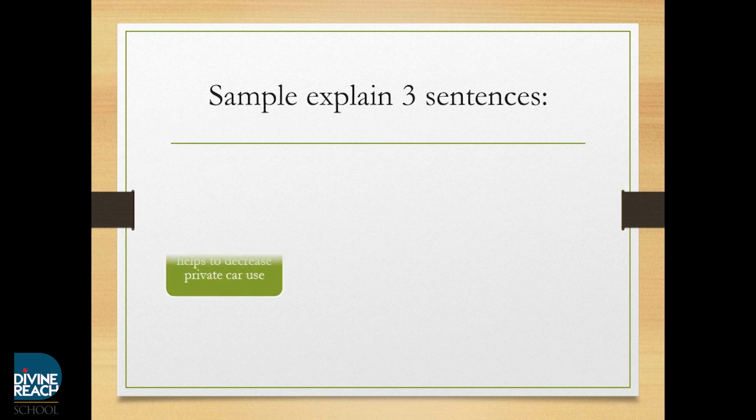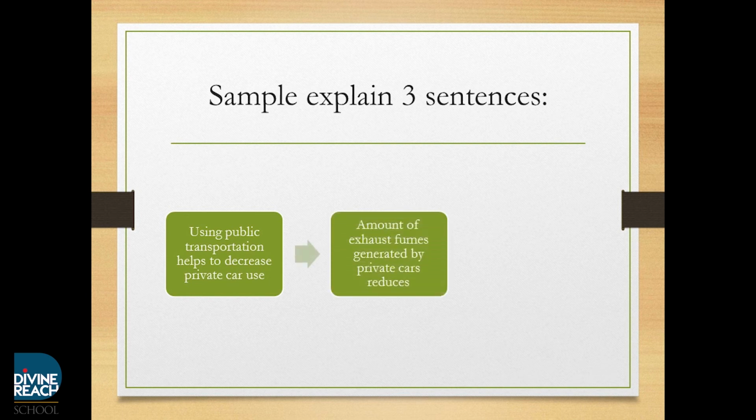So here's my sentences. First one. Using public transportation helps to decrease private car use. And then what happens? Amount of exhaust fumes generated by private cars reduces, and then finally it results in less air pollution. So we have done all with our three explaining sentences, and now it's turn to join them. So again, you have to pause the video and try to join these three sentences by yourself and watch my version.